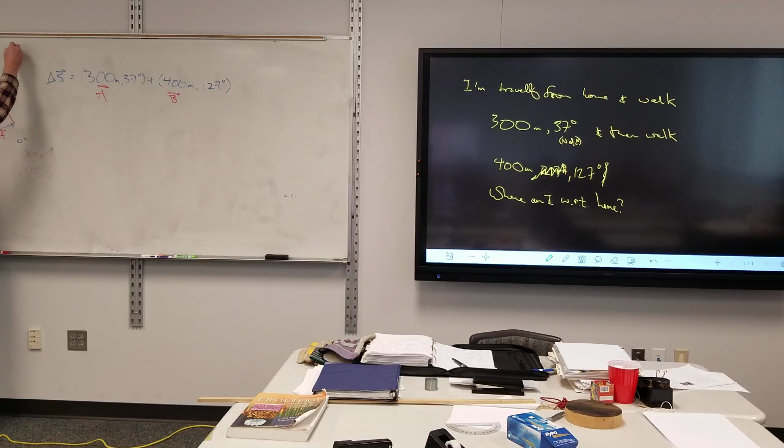I'm going to establish i hat, j hat. They are perpendicular to each other. Please don't come up with unit vectors that are not perpendicular to each other. That is a much more advanced topic.